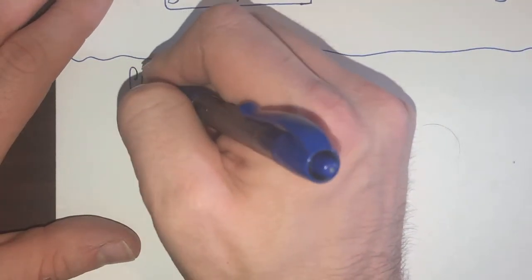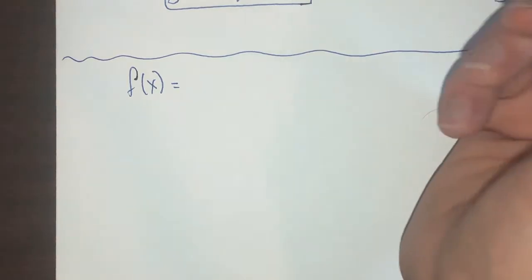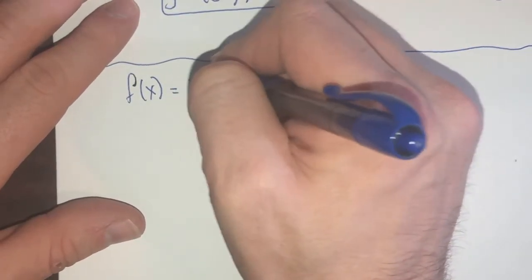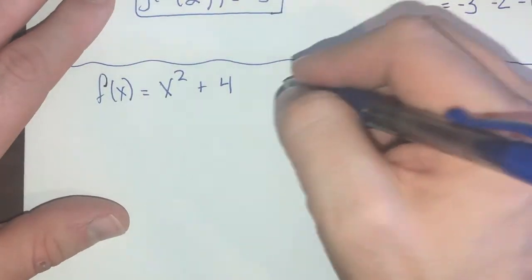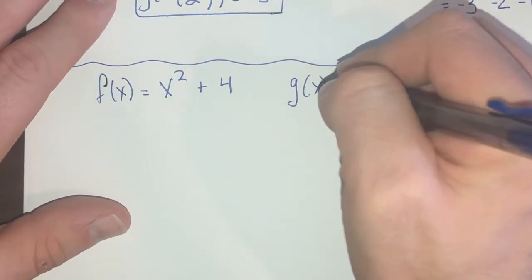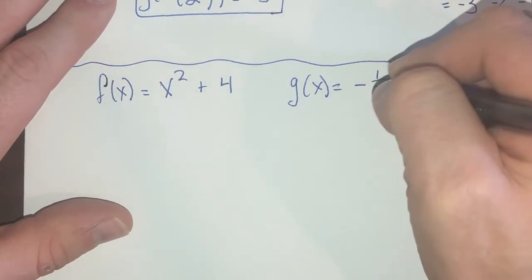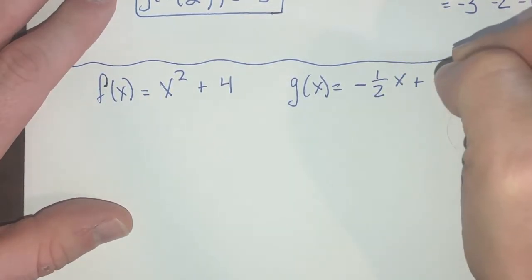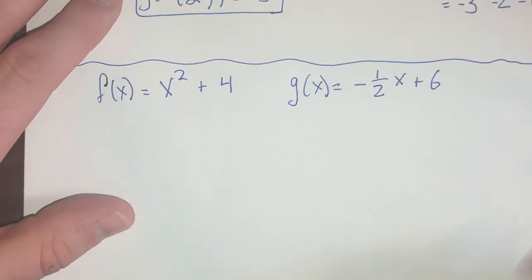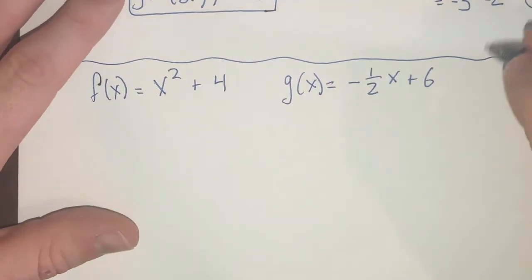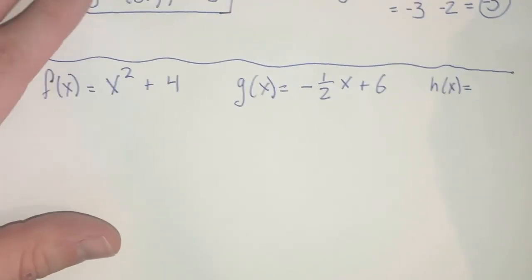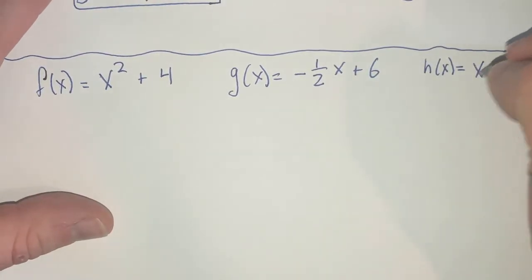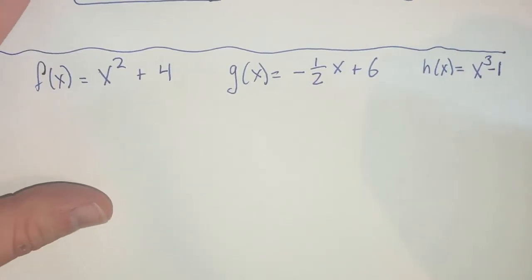Let's say that f of x is equal to, let's call this a quadratic, x squared plus 4. Okay, let's call g of x -1/2 x plus 6. And I'm just kind of making these up as I go. Okay, and then let's call h of x a simple x cubed minus 1. But we'll stick with that.